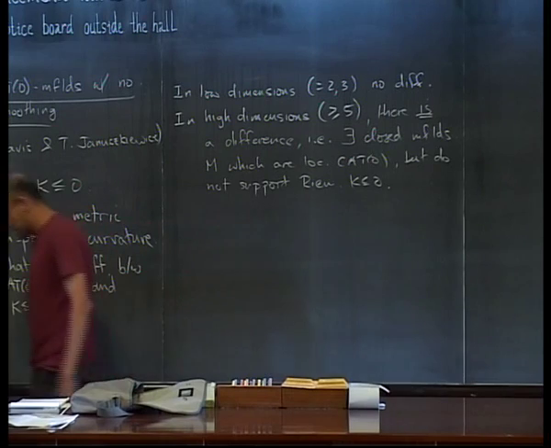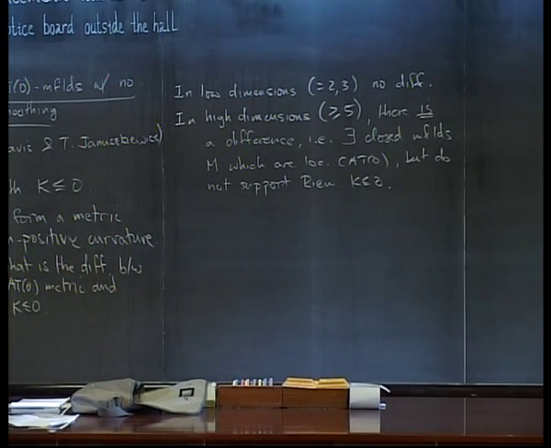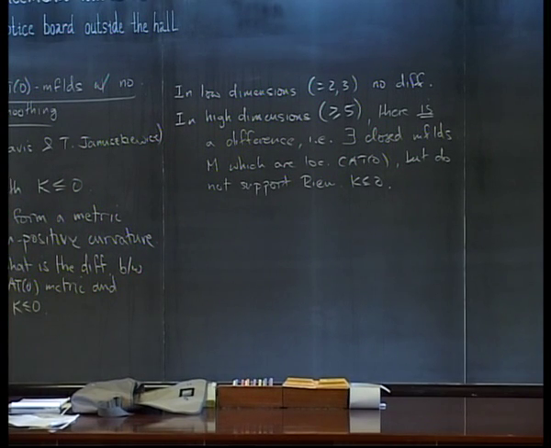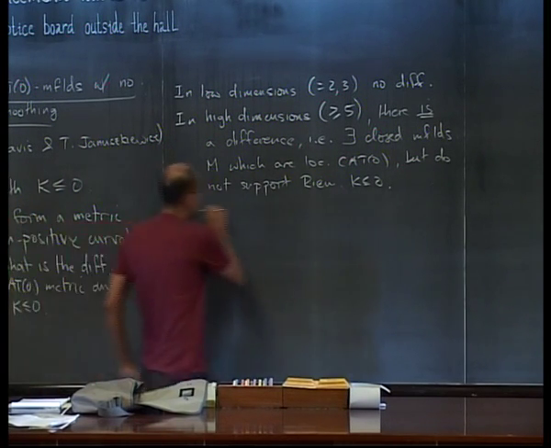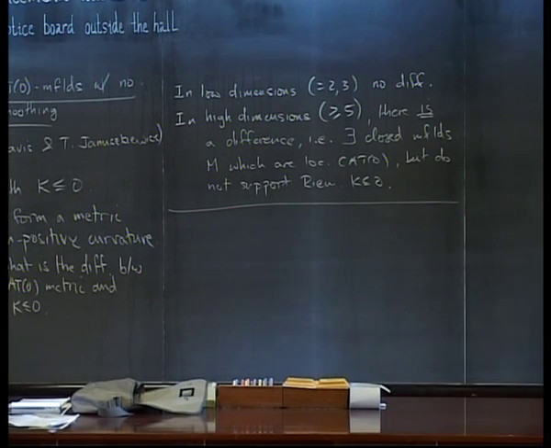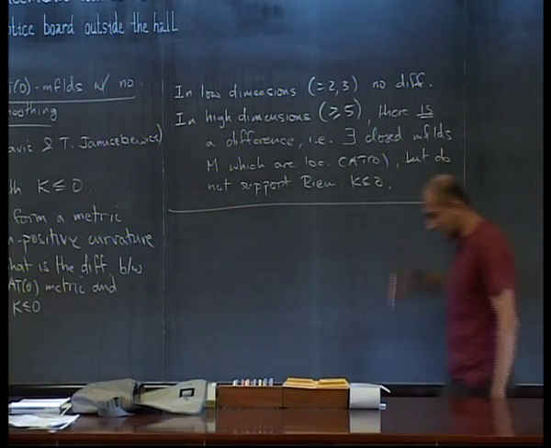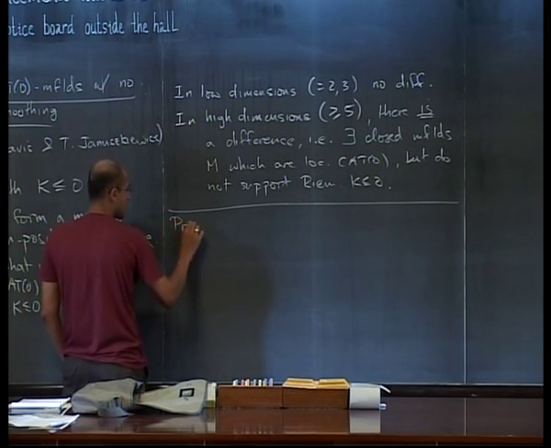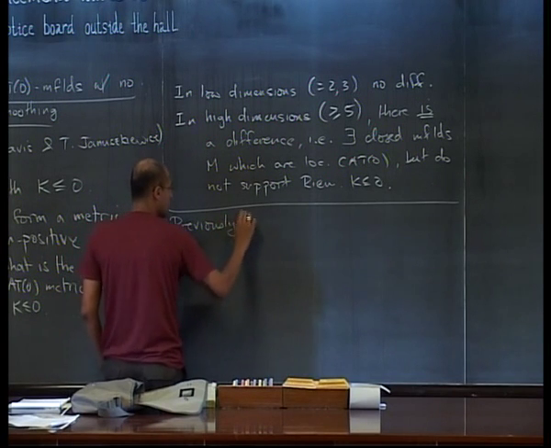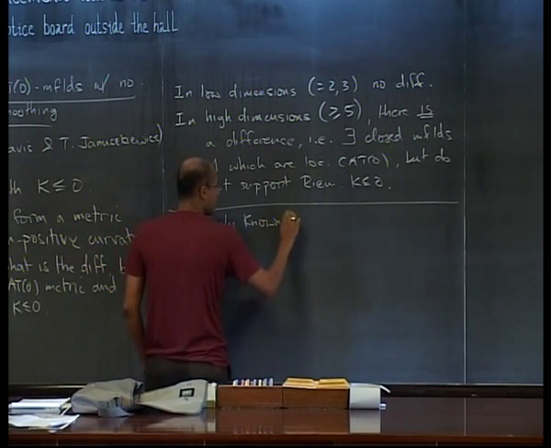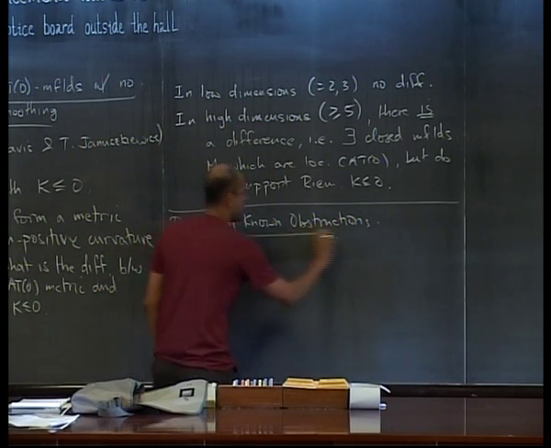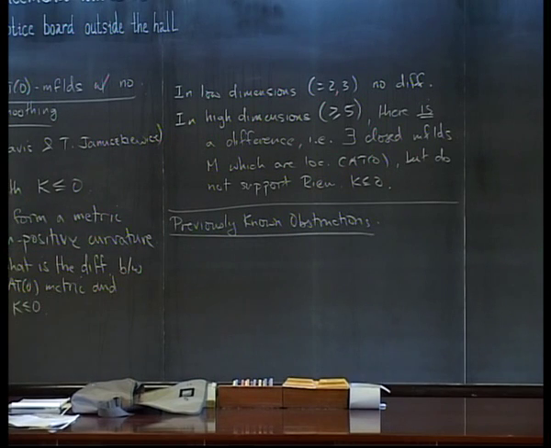Okay. So what I want to talk about today is the missing case, dimension 4, and these new examples that we've constructed. Before I do that, let me give you some idea of how these high-dimensional examples are constructed. So, previously known obstructions. These are previously known obstructions to having a Riemannian metric of non-positive curvature.